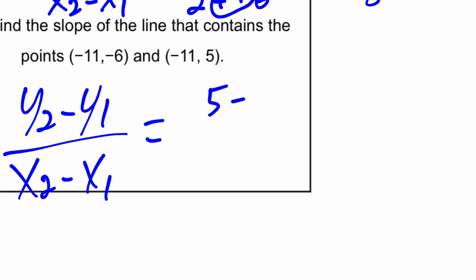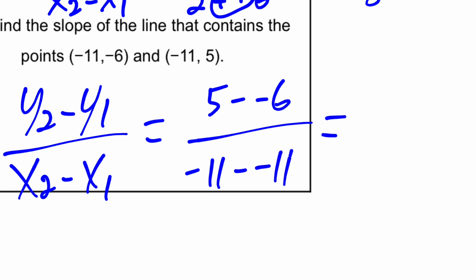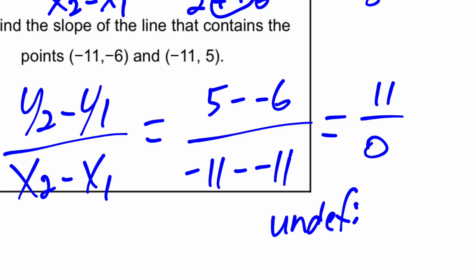That's my slope. This one I use the same formula, y2 minus y1 over x2 minus x1. This gives me 5 minus a negative 6 all over negative 11 minus a negative 11. 11 on top, 0 on bottom. This slope is undefined. You can't divide by 0.